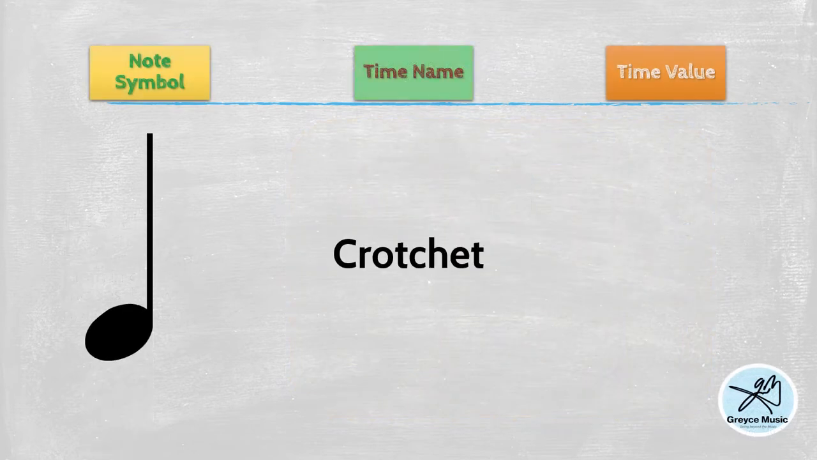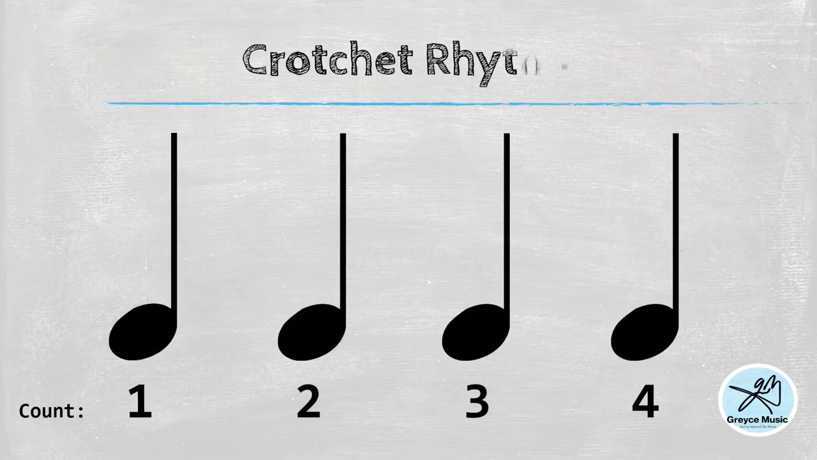Here we have the crotchet. It has a time value of 1 beat. This simply means that if I'm playing a piece of music, I'm going to count and hold the note for 1 beat every time I see this particular note symbol. Let me show you. Here we have 4 crotchets lined up to form a crotchet rhythm.